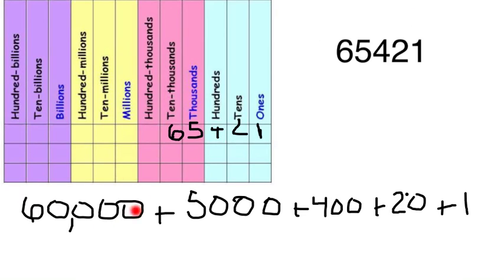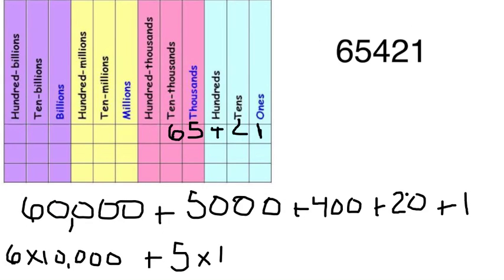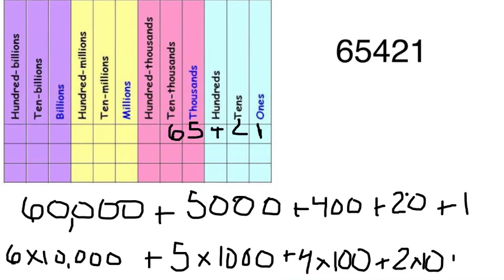We can break this number down even more. If I take a look at the 60,000, I know that means I have a 6 in my 10,000s place. Another way to get that 60,000 would be to write 6 times the place value we're in, which is 10,000. And then I would add that to my next place value, which would be the 5, which is in the thousands. If I was to check it, 5 times 1,000 would give me my 5,000. I also have a 4 in the hundreds place, so I do 4 times 100. Then I would add that to my 2 in the tens place, which would give me 20. And then my 1 is in my ones place, and 1 times 1 would give me 1.